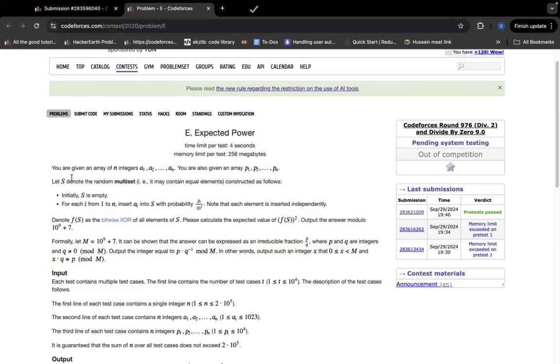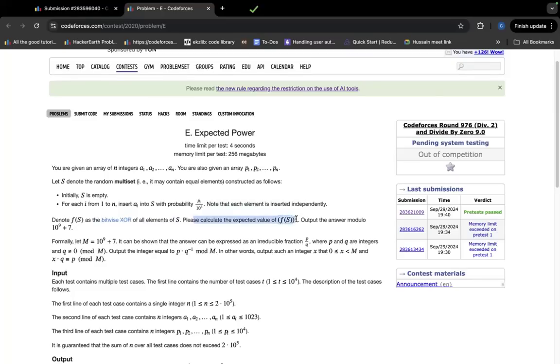So what does the problem say? You are given an array of n integers, A1, A2, and so on. You are also given an array P1, P2, and so on. It's an array of probabilities. Now, initially S is empty. You iterate from 1 to n and you insert Ai into S with probability Pi divided by 10 raised to 4. Note that each element is inserted independently. We denote f of S as the bitwise XOR of all elements of S. Calculate the expected value of f of S squared.